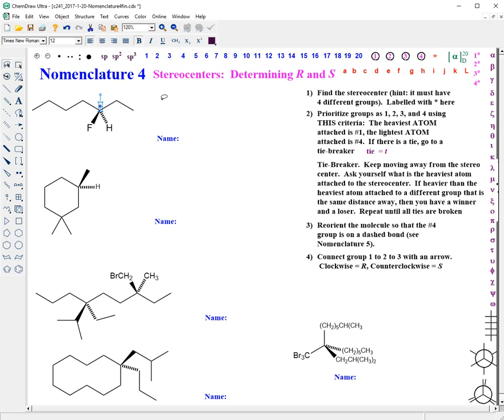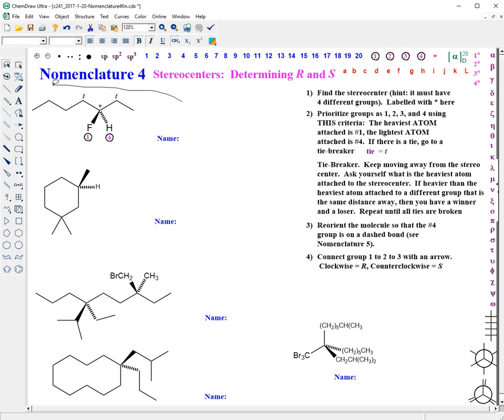To establish whether it's an R or an S stereocenter, we must follow the following steps. You're going to prioritize groups as 1, 2, 3, 4 using this criteria. Heaviest atom on the stereocenter is fluorine with a mass of 19. It gets a priority 1. Lightest atom gets a priority 4. It is hydrogen. We have what's called a tie for a carbon and a carbon. We must learn how to break ties. They are very commonly encountered.